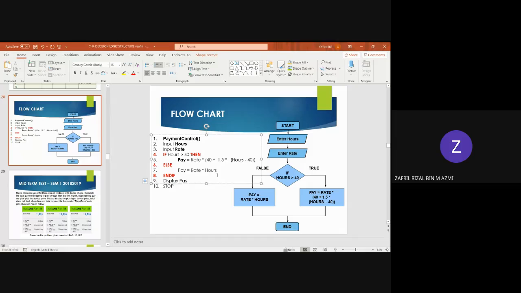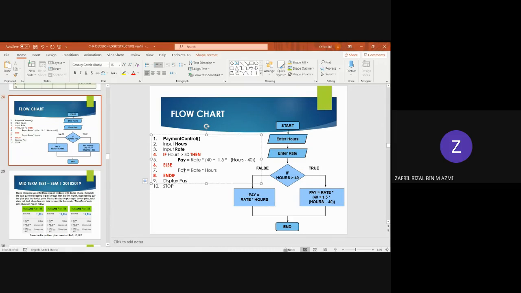Alright. So how to write the algorithm might be different if you are referring to the books. So the one that I want you to use is this. This is much easier to read. If somebody wants to read your algorithms, they can read it easily if you write the algorithm in this way lah.